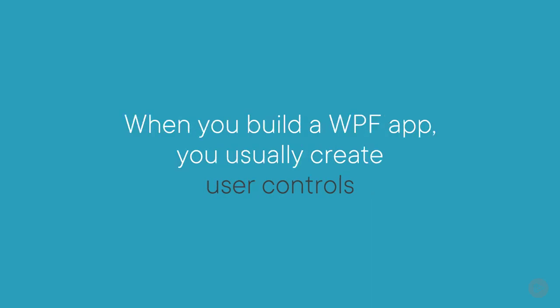But when you build a WPF application, you usually create user controls. This is also what you did in this course in the customer's application. The customer's view and the product's view are user controls in our application. So, when you build a WPF application, you might not create any custom controls. But you definitely need to know how to change the look of a custom control. And to do that, you need to set the template property.